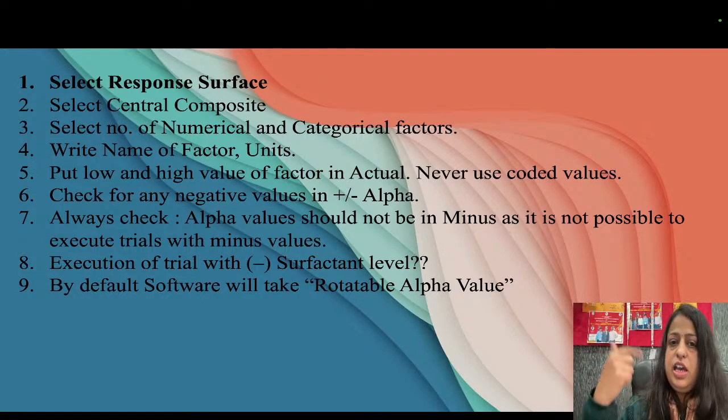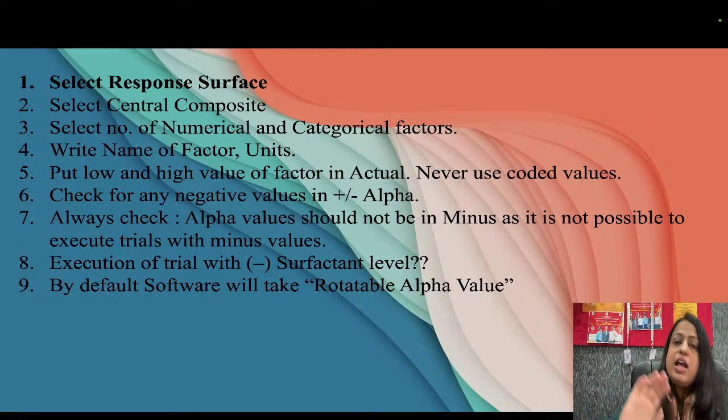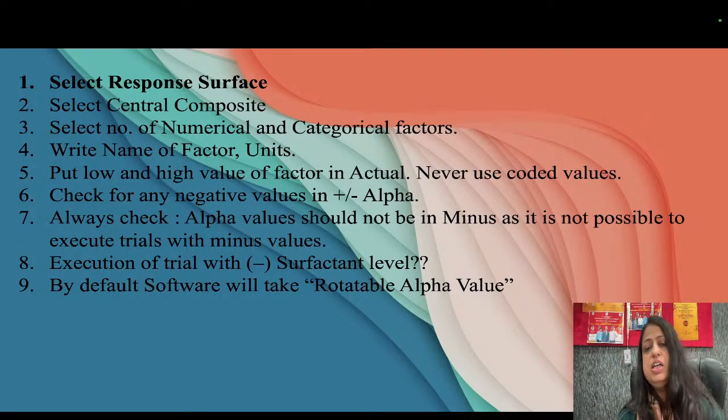The next column in front of this is the value of the factor. Here you have to put the value, the low value as well as the high value, the maximum value of that factor. It will ask about the low and high.